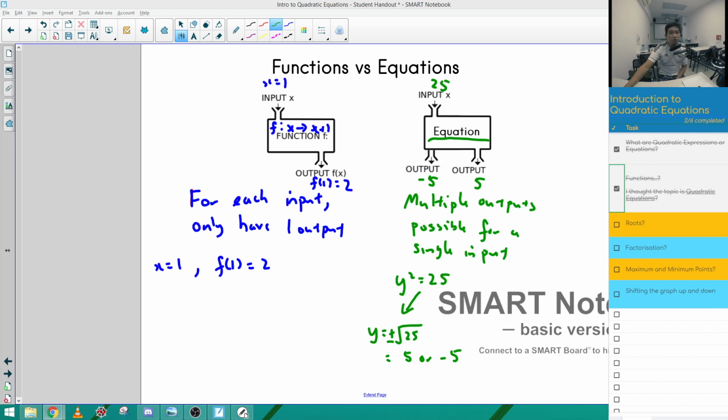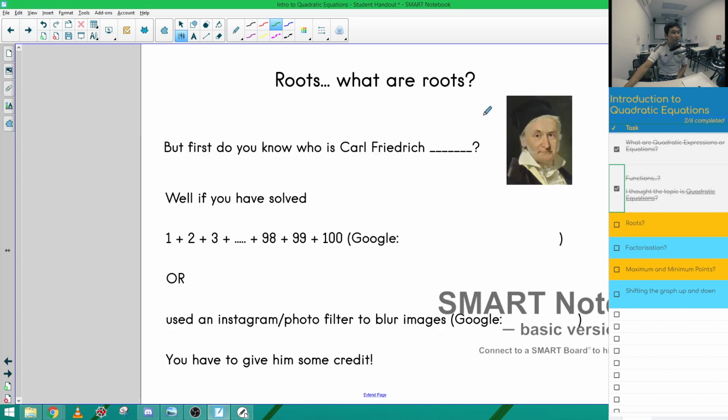Now, moving on to roots. Before we start on roots, the word roots should be familiar to some of you. You might have heard of it before. But before we talk about roots, let's talk about this guy. What is his name? Some of you might know from the picture. Carl Friedrich, and then you know the next word is Gauss. This guy's name is Gauss.